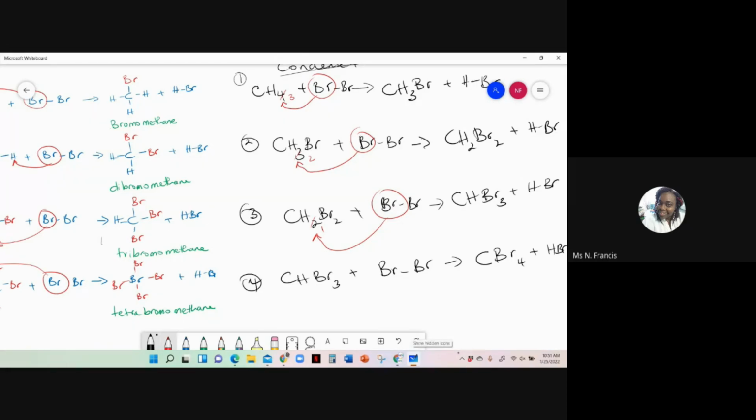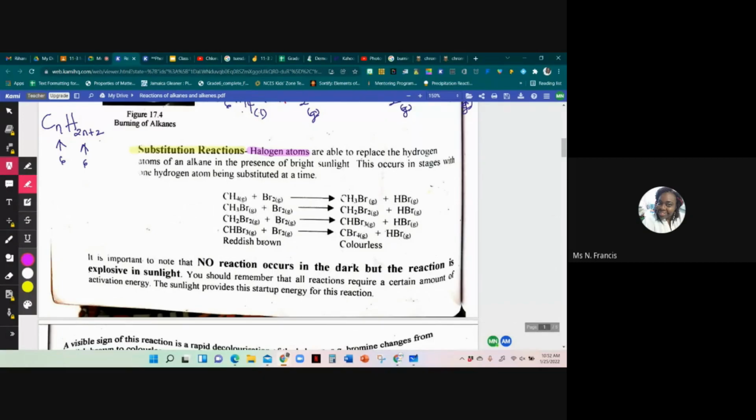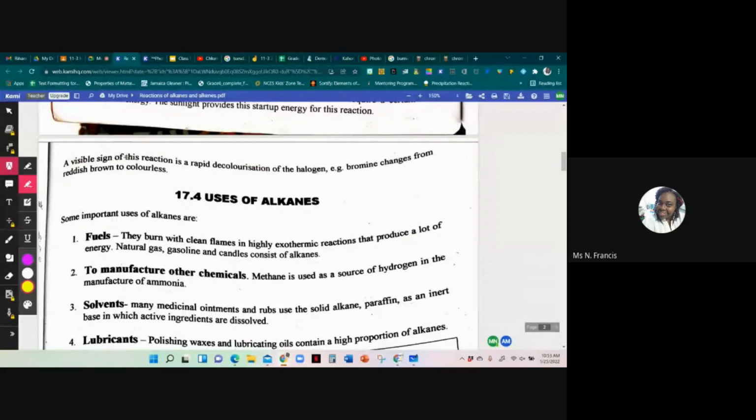Right? So this is what it would look like. For the reaction, they may ask you what observable change. All right. So remember now you're doing chemistry and these are all experiments being described to you. They may ask you what is the observable change. So in this case, my observable change, if it is bromine. So remember bromine has a reddish brown color. Eventually, this reddish brown color is going to go to colorless. So here it says that a visible sign of this reaction is a rapid decoloration of the halogen. Bromine changes from reddish brown to colorless. If they were using chlorine, ladies, remember your chlorine is a pale green gas, and so that will be your color change, pale green to colorless.